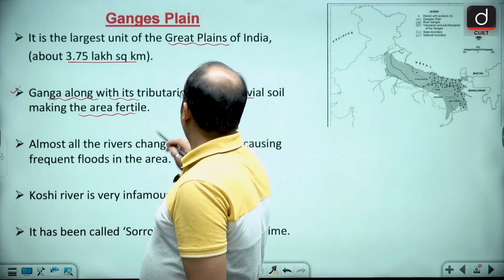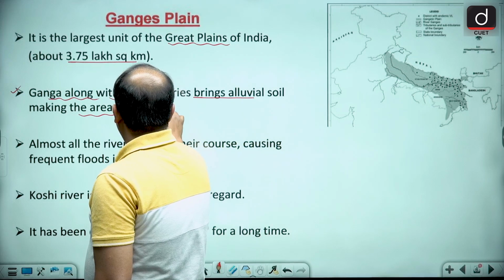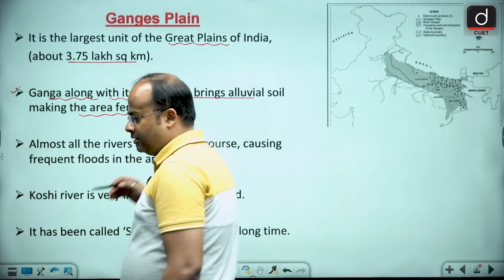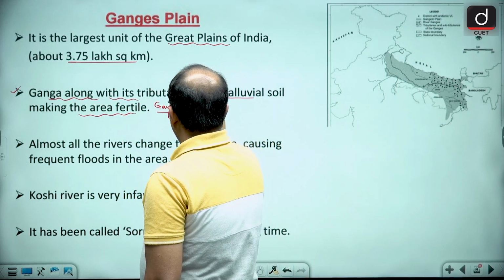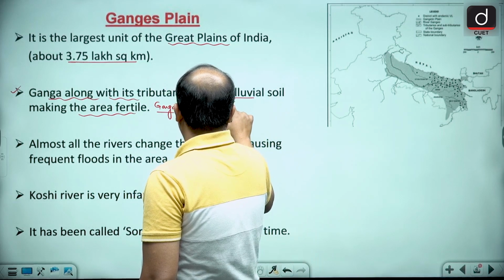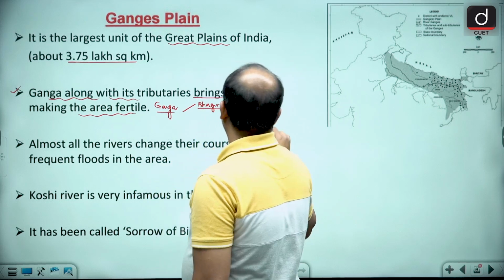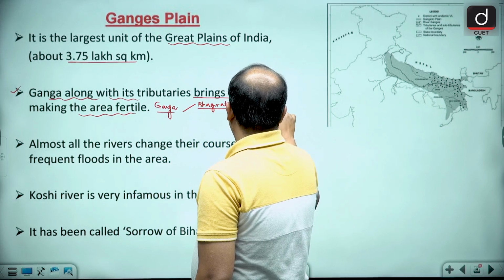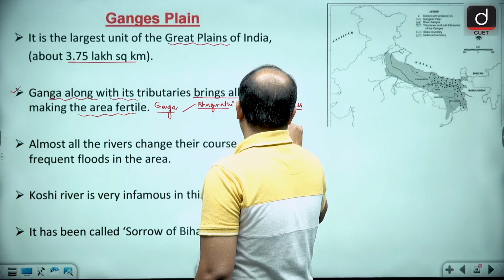Now guys, if I talk about this Ganga plain, river Ganga does not directly originate from the Gangotri glacier. Actually the river is Bhagirathi, that originates from the Gangotri glacier. This is in Gomukh.